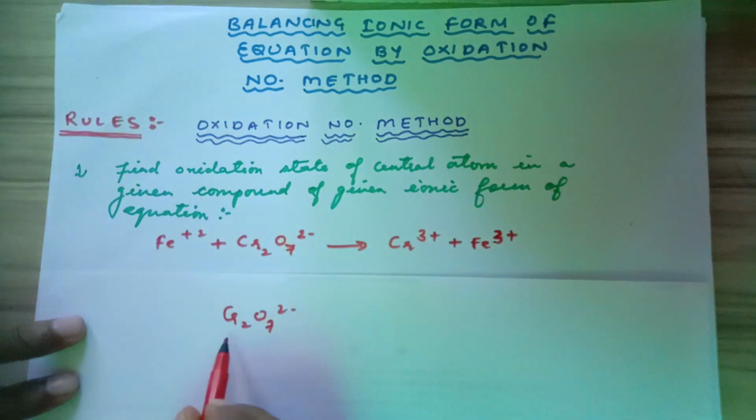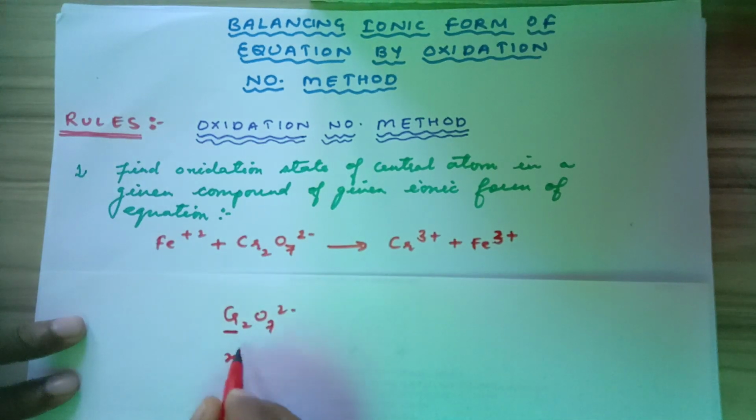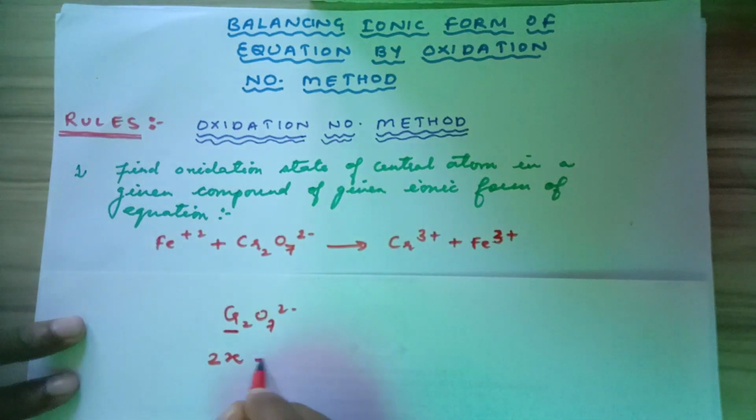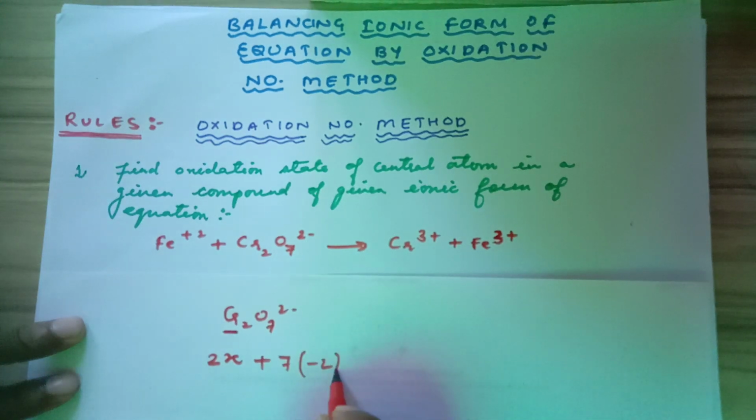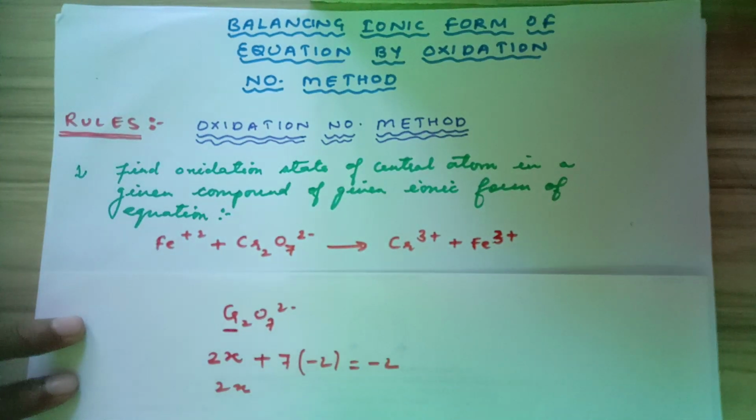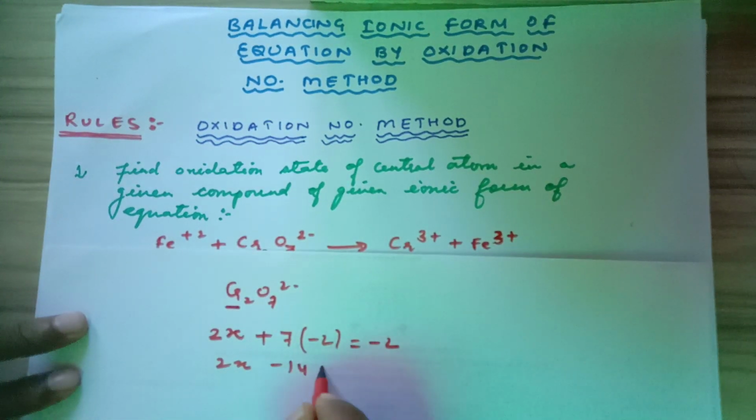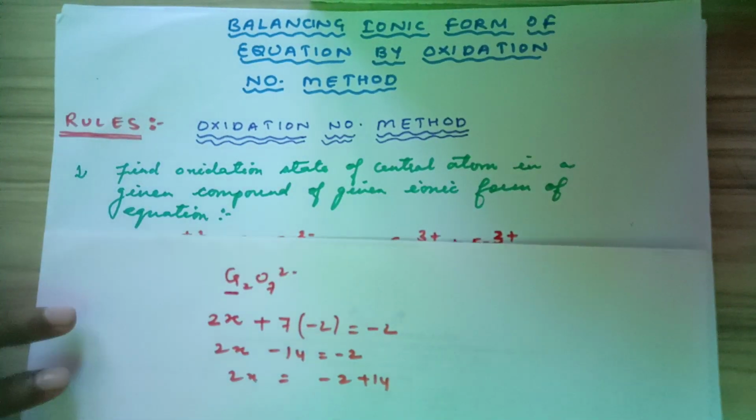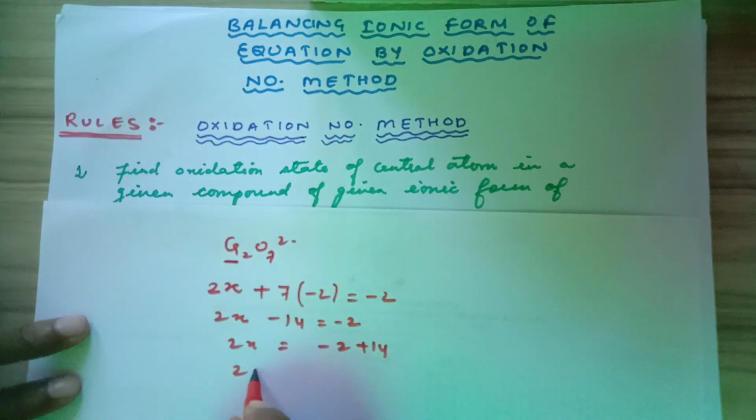2 minus, and we have to find the oxidation state of chromium, that is Cr. Then we have to suppose it as X and there are 2 chromium, so 2x, plus multiplied by 7 because there are 7 oxygen, and oxidation state of oxygen is generally -2 and net charge is -2, so it will be 2x minus 14 is equals to -2, so 2x is equals to -2 plus 14, it will give 2x is equals to 12, so x is equals to plus 6.